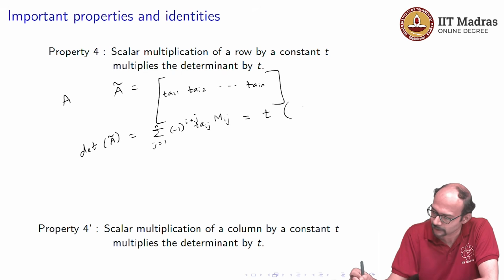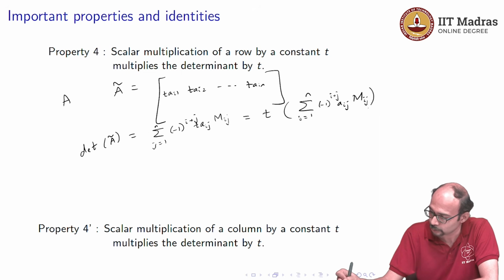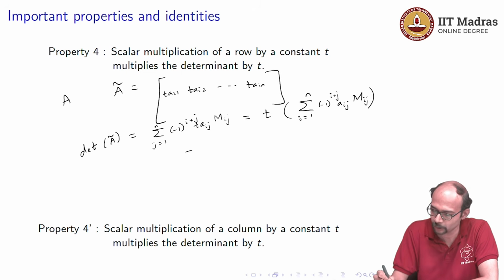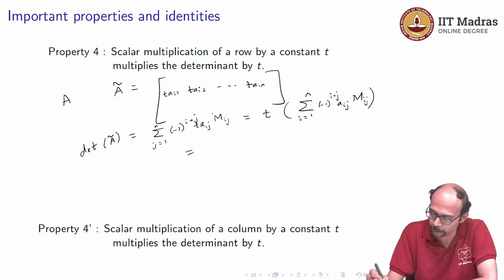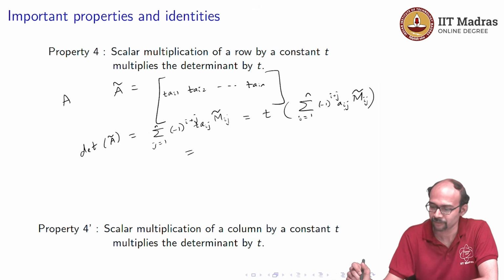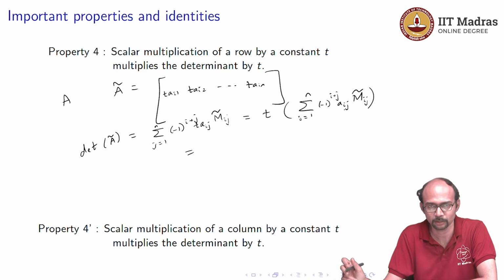But now you can take t out, and so you get minus 1 to the power i plus j aij mij. So you have to be very careful here, because when you write down the minor, that's with respect to a particular matrix. So let me put this tilde here. So this is the minor, the ijth minor of the matrix A tilde. But if you delete the ith row and whatever column, then the remaining matrix, remember A tilde and A have the same entries.